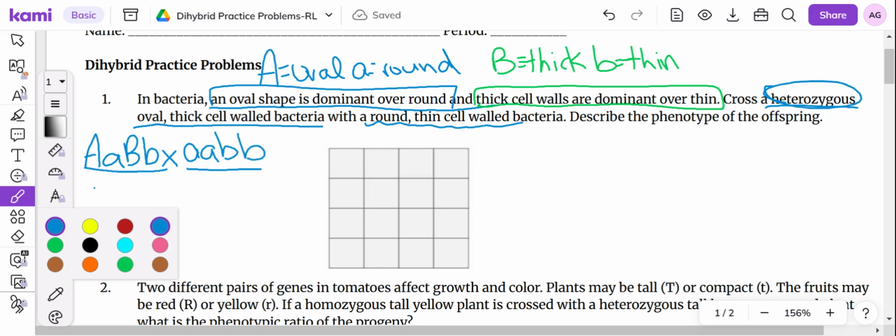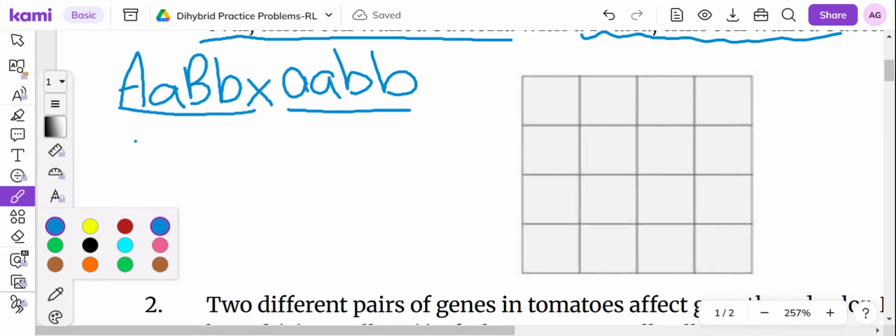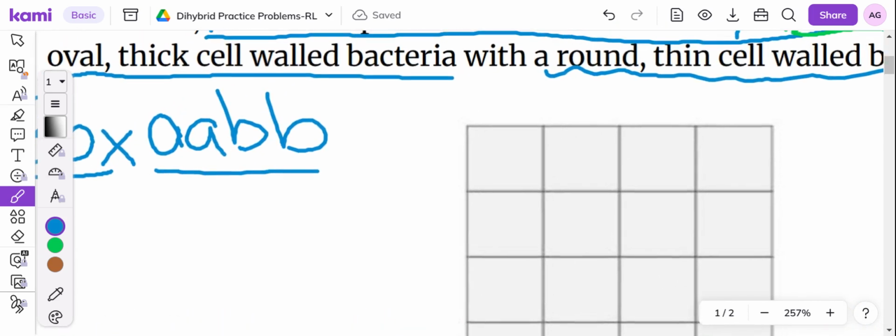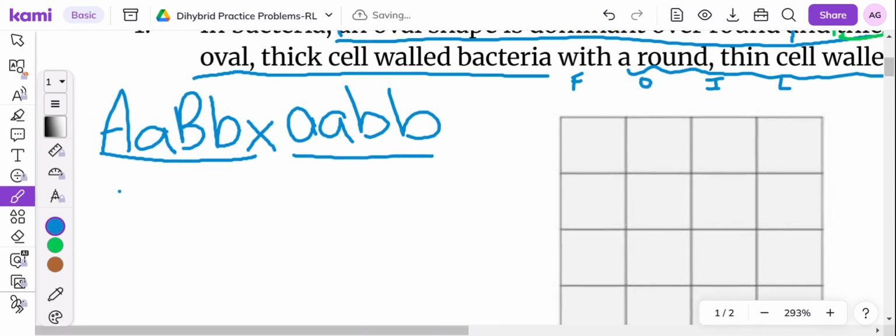Now we have to fill out our Punnett square, and if you notice, our Punnett square now has 16 squares. The way that we're going to fill it out shows the possible allele combinations for those particular traits. So we will be looking at the FOIL method to help us do this. We're going to put our first parent's combinations of alleles across the top. So I'm going to write the letters F, O, I, L, just to remind us what combination of alleles we're putting up there. FOIL is for first, outside, inside, last.